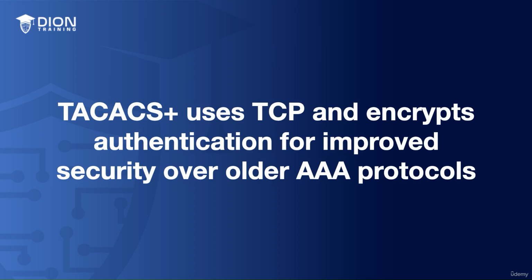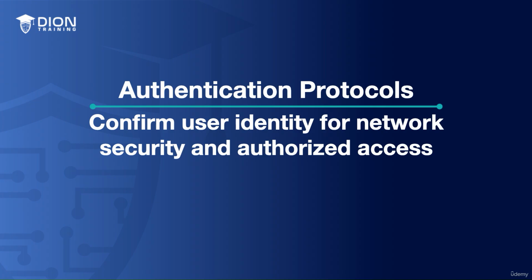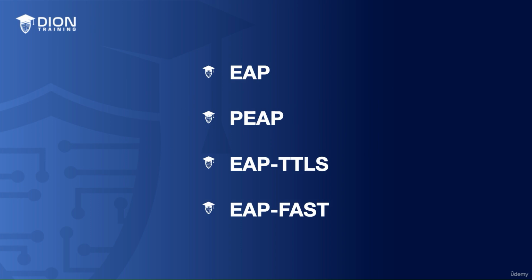the older AAA protocols. The final wireless security settings that we need to cover are the various authentication protocols you may come across in the real world. Authentication protocols are used to verify the identity of users trying to access a network, and they are a crucial aspect of network security that ensures that only authorized individuals can access the network. Some examples of authentication protocols include EAP, PEAP, EAP-TTLS, and EAP-FAST.